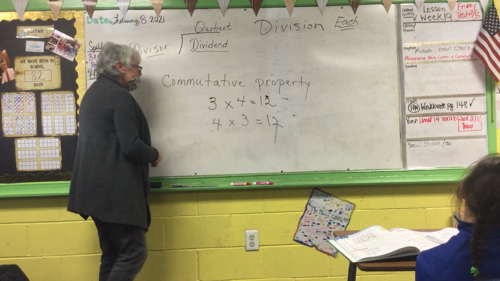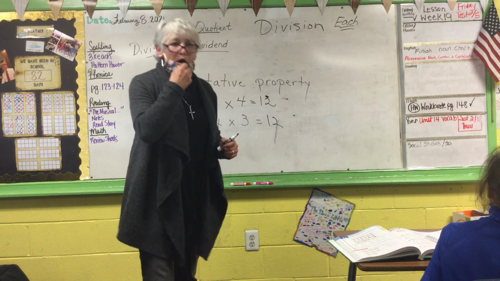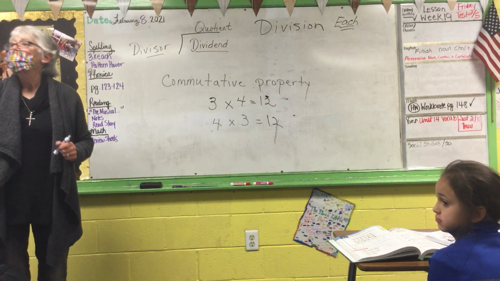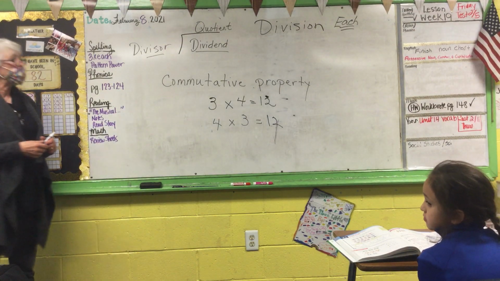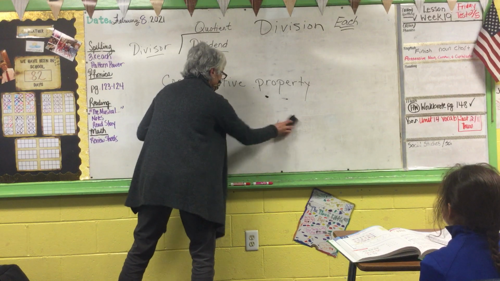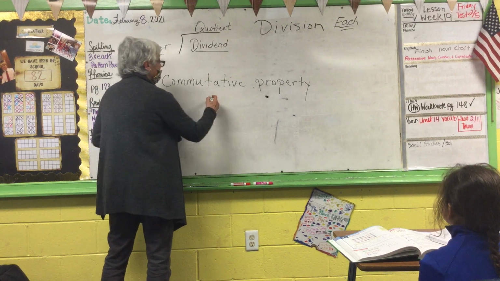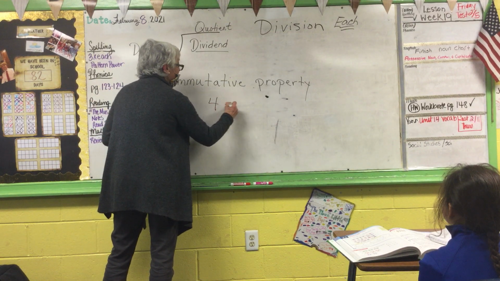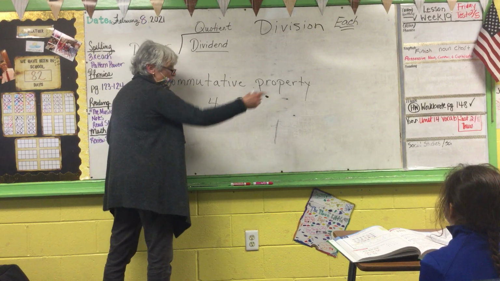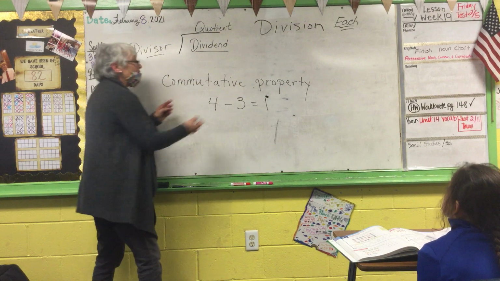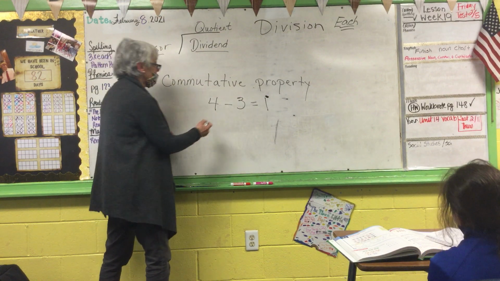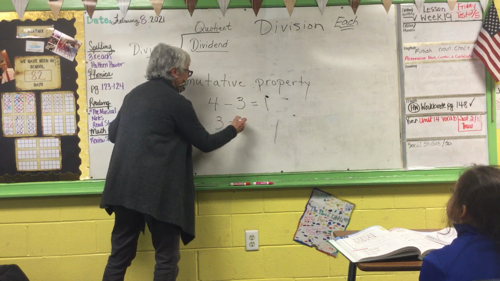Big word. So far, what 2 operations are commutative? Addition and multiplication. We got it. Let's test it with subtraction. Okay? Let's say 4 minus 3. Okay, 4 take away 3 is? 1. Okay, now let's flip them, because if it's commutative, we can. Now it's going to be 3 minus 4.